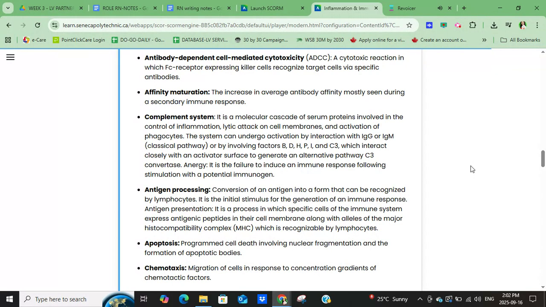Anergy. It is the failure to induce an immune response following stimulation with a potential immunogen. Antigen processing. Conversion of an antigen into a form that can be recognized by lymphocytes. It is the initial stimulus for the generation of an immune response.